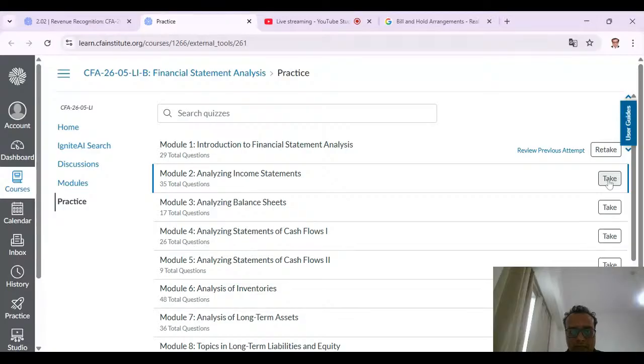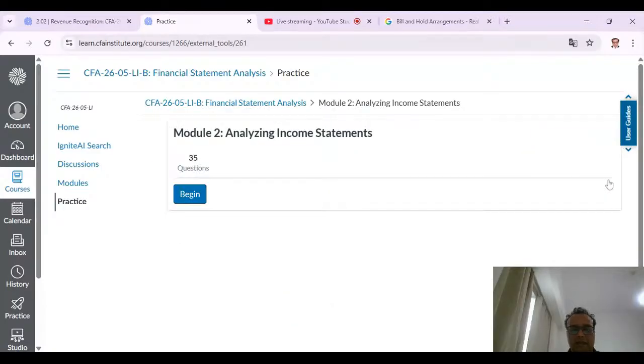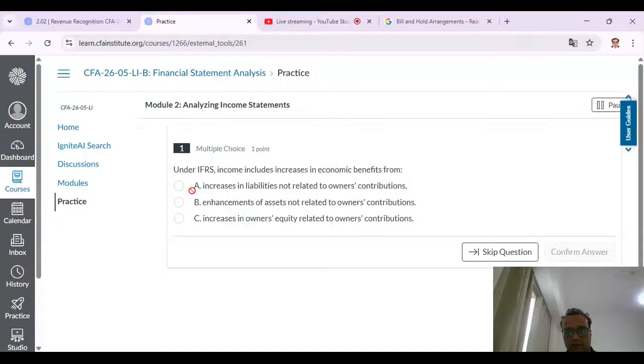So, analyzing income statement. There are 35 questions. Let's begin. Let's see what the 35 questions are.